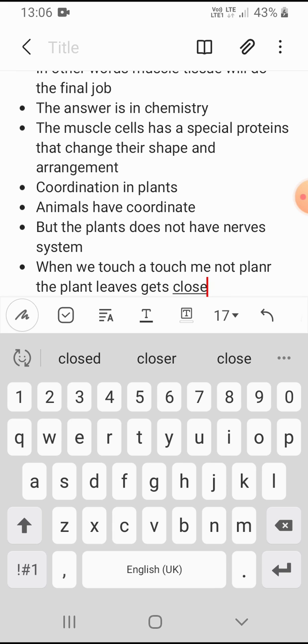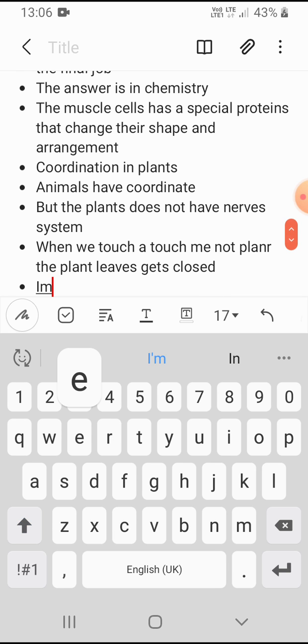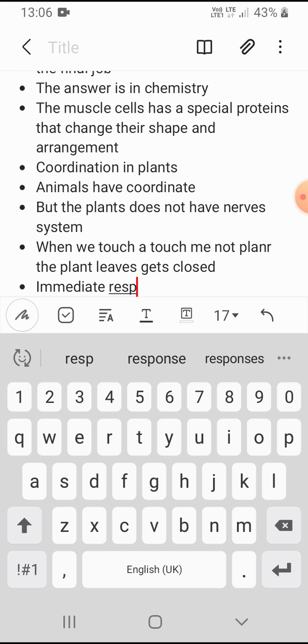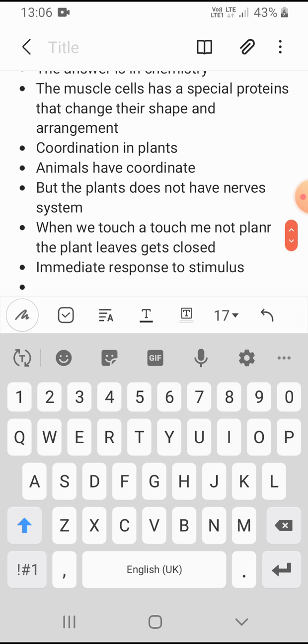The next topic is immediate response. Now you will learn about the immediate response to a stimulus. Stimulus means, when we touch the leaves of the plant, why do they close or react? That touch is called a stimulus. So let's learn about that.